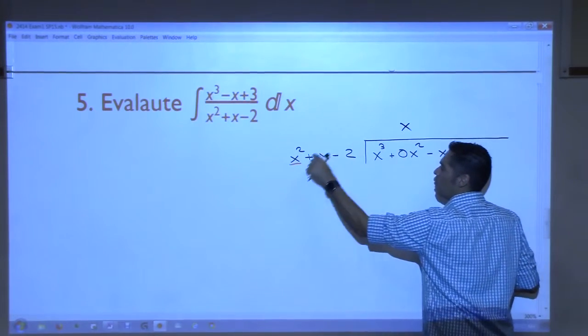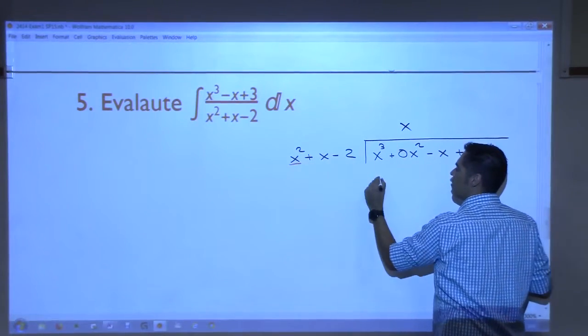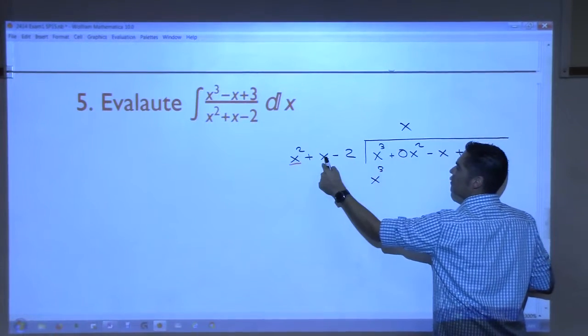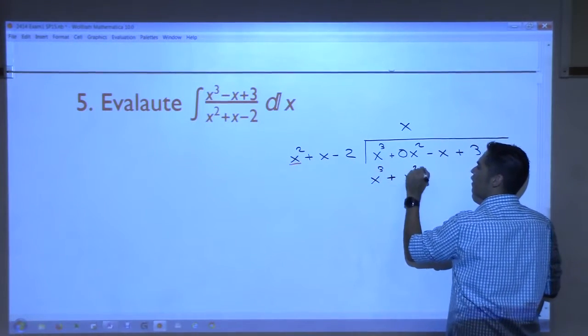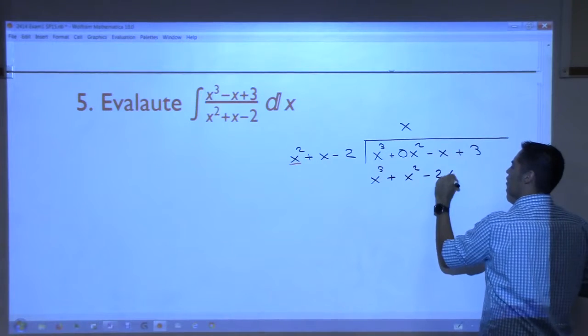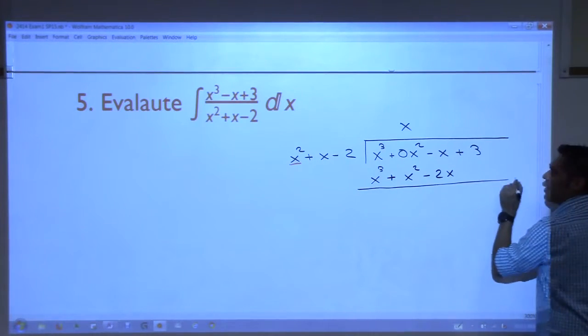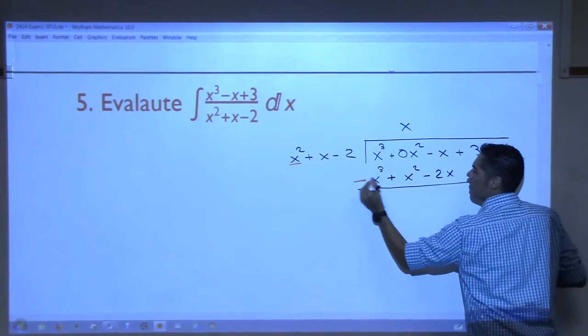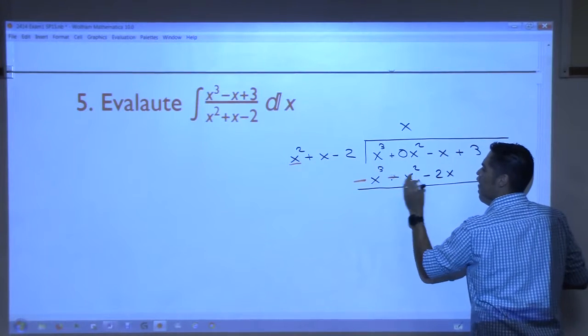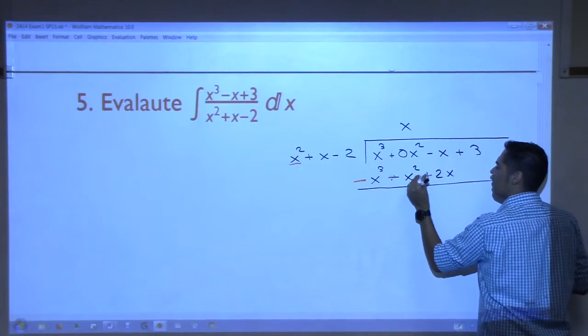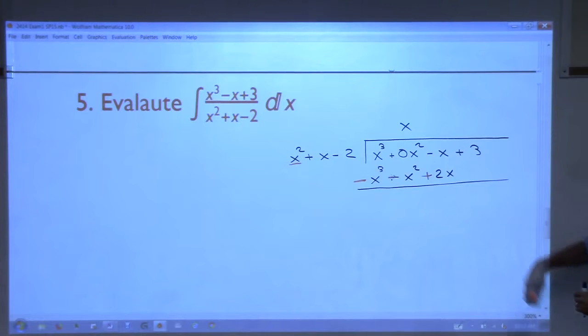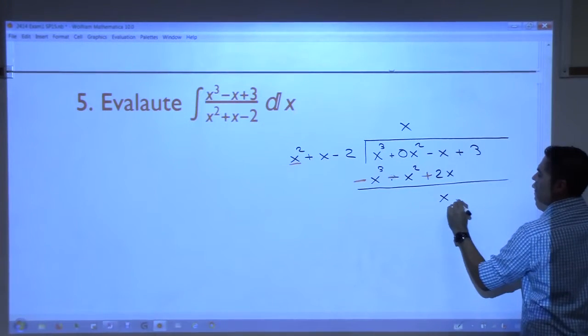Now that x goes and multiplies times everything here. So we get x cubed, we get x squared, we get minus 2x. And then you have to come through and change the signs, right? So you subtract, this turns into a minus, this one turns into a plus, and then you add down. So what happens when I add down? What do I get? Get x here, and then plus 3.